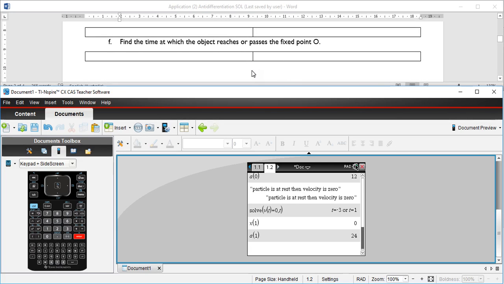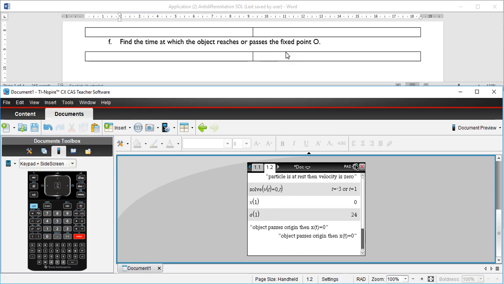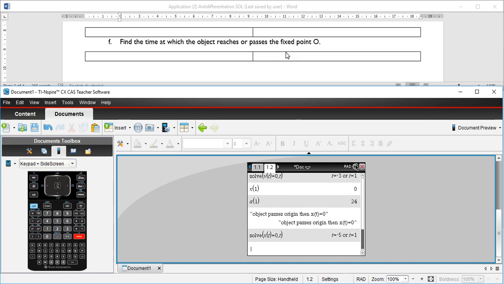Find the time at which the object reaches or passes the fixed point O. If the object passes the origin, then x of t, which is the position, must equal 0. So you just need to find the time. All I'm doing is solving x of t equals 0 for t. Once again, I have t equal to -5 and 1, and we need to eliminate the negative answer, so just 1. That is it for question 2.